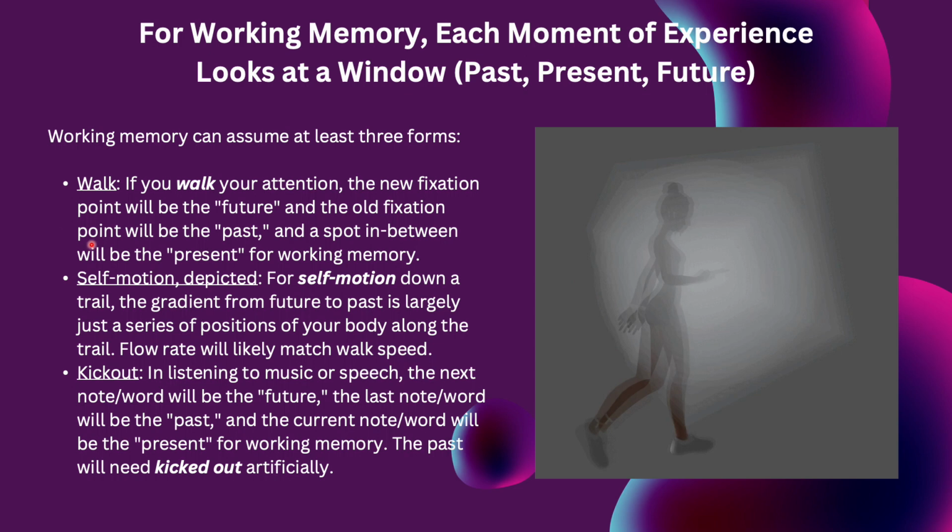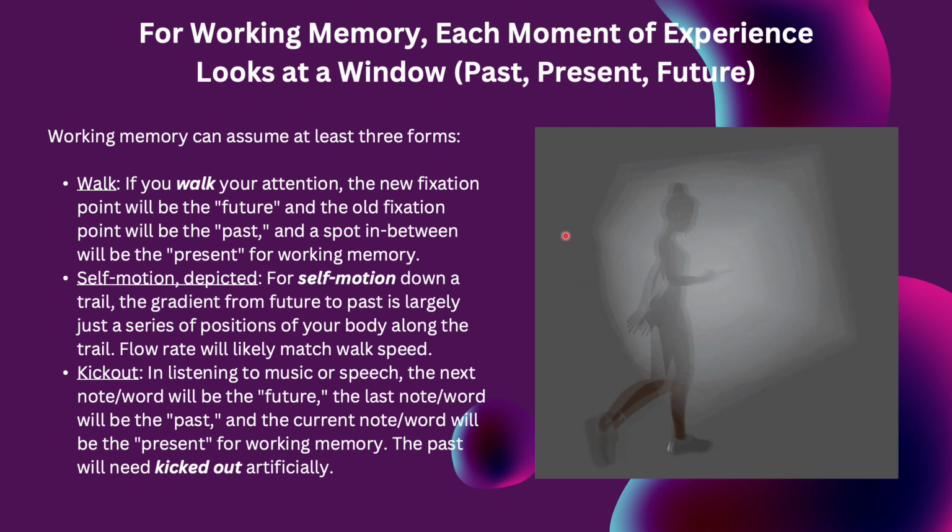Another, that would be like walk. And then another form would be self-motion, which is depicted here. So if a person is walking down a trail, their body schema is moving relative to the real world, or let's say to the environment schema to be specific. And so the future would be associated with a more forward spot on the trail, and the past would be associated with a further back spot on the trail. And so you can basically use the movement of the body to be looking from past to future.